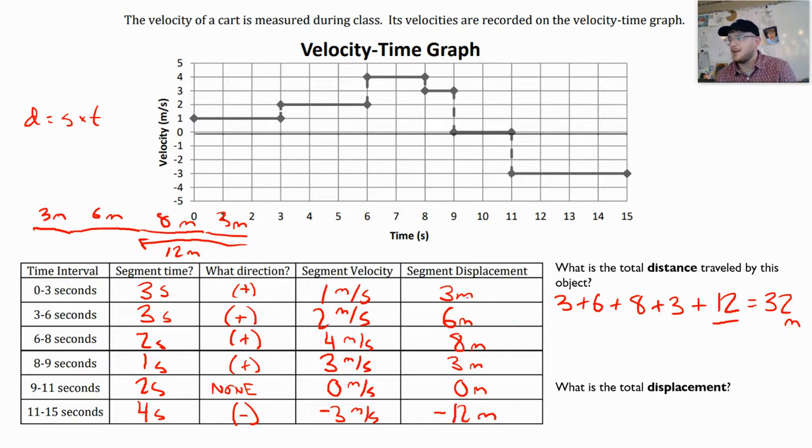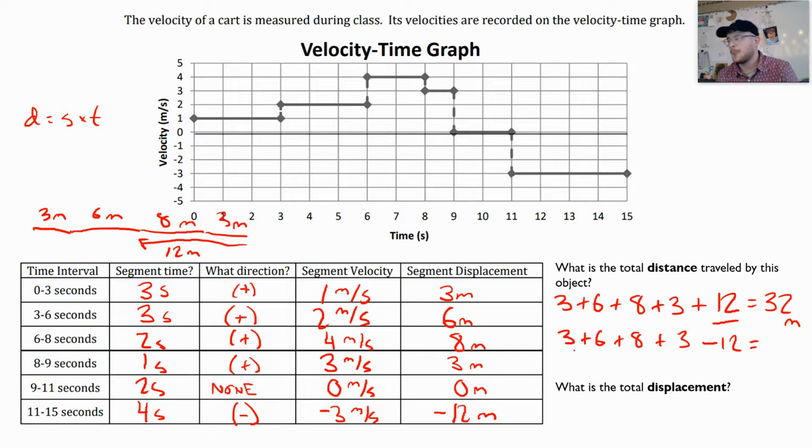You see how we did that? Forward 3, forward 6, forward 8, forward 3, 0, we didn't move anywhere, and then backward 12. So what we've got to do to figure out how far we are from where we started is add all these together and subtract 12. So let's do that. 3 plus 6 plus 8 plus 3 minus 12.